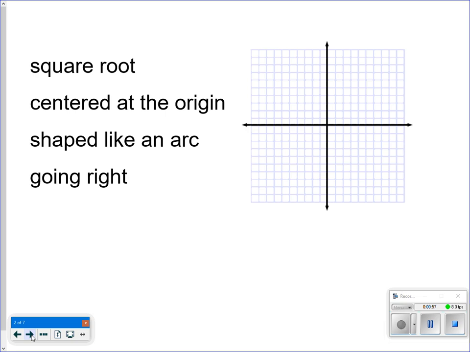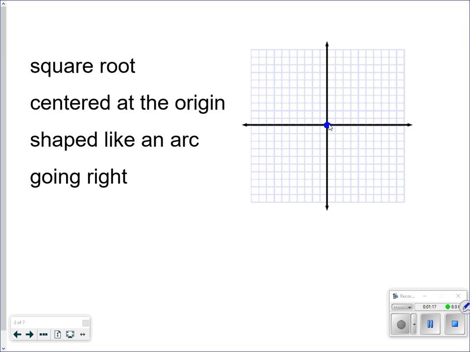So the square root graph is centered at the origin. Origin, remember, is where your x and y axes meet. It's centered at the origin, so I'm going to start by putting a dot right here. And then it's shaped like an arc, and it goes up and to the right. It's what we call a slow rising arc.